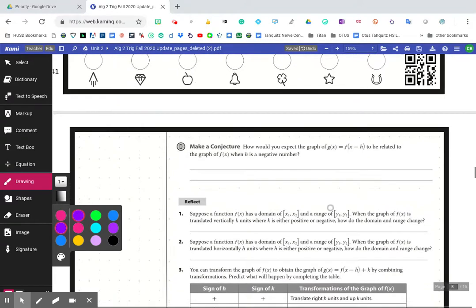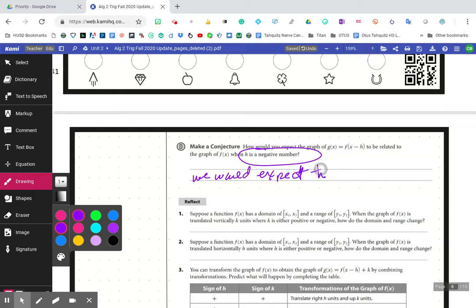Oh, and guess what? That's the exact conjecture we're supposed to be making here. How would you expect the graph of f of x to be related to the graph when h is a negative number? So we would expect the graph to translate left. Translate to the left.